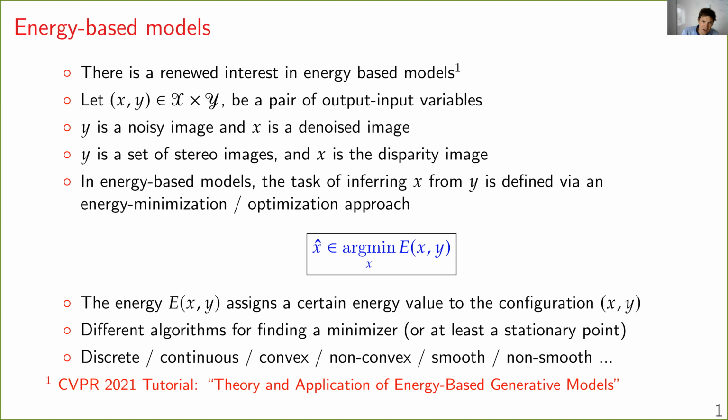Of course, depending on how the energy looks, it could be discrete, it could be continuous, it could be convex, it could be non-convex, smooth, non-smooth, etc. Different algorithms can be used to solve the minimization problem. If the problem is convex, then we are happy, then we know that we can find an optimal solution. If the energy is non-convex, then we must be happy even if we find a stationary point. As Mark just mentioned, the world is non-convex, so this is the problem we have to deal with.